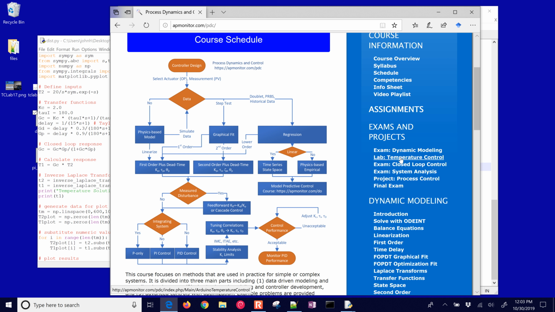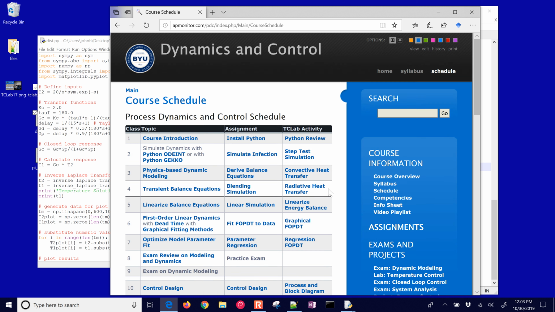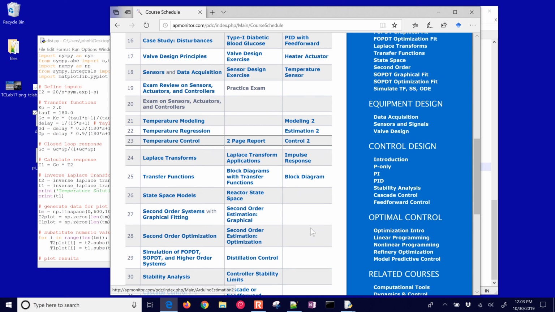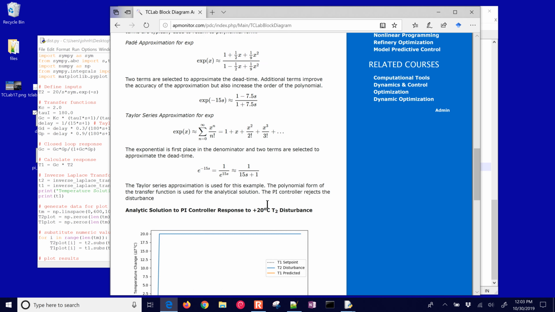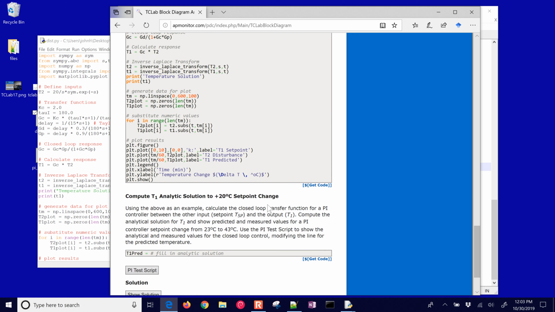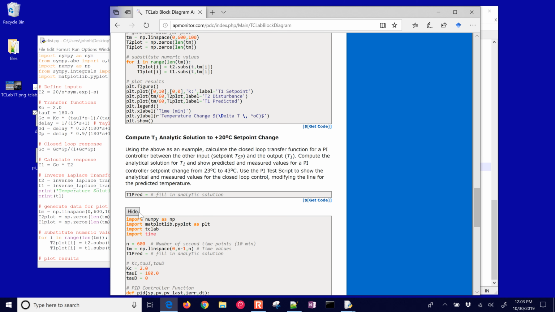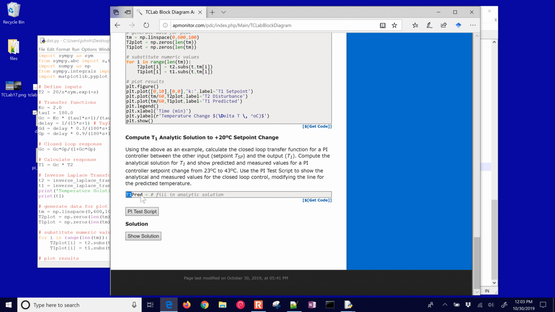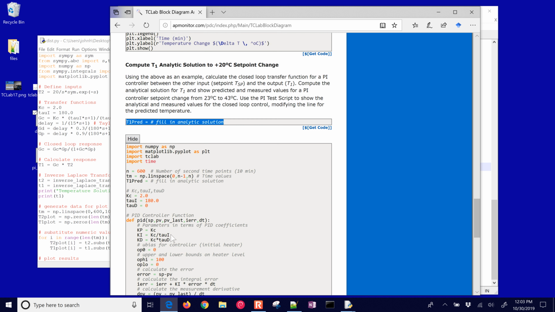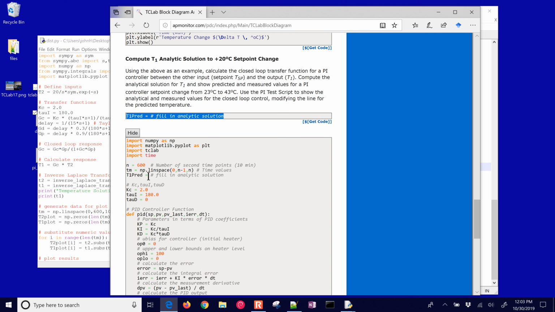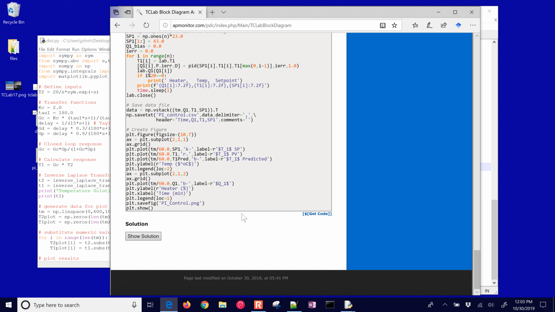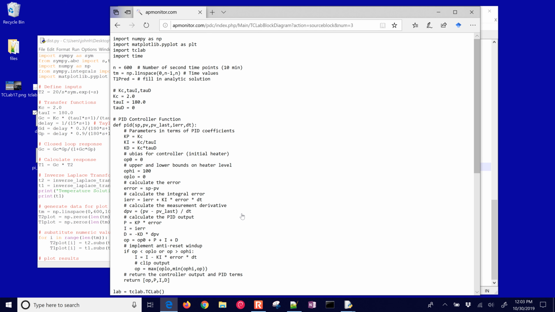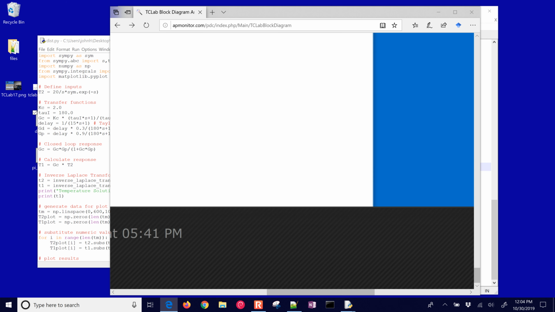If I go to schedule, we are on number 17, which is block diagram. If you go down, the PI test script is right here, and you just need to fill in the analytical solution into the test script. So we're going to fill it in right here. Don't forget, if you're going to download this script, just use the get code link to get it for you in raw format.